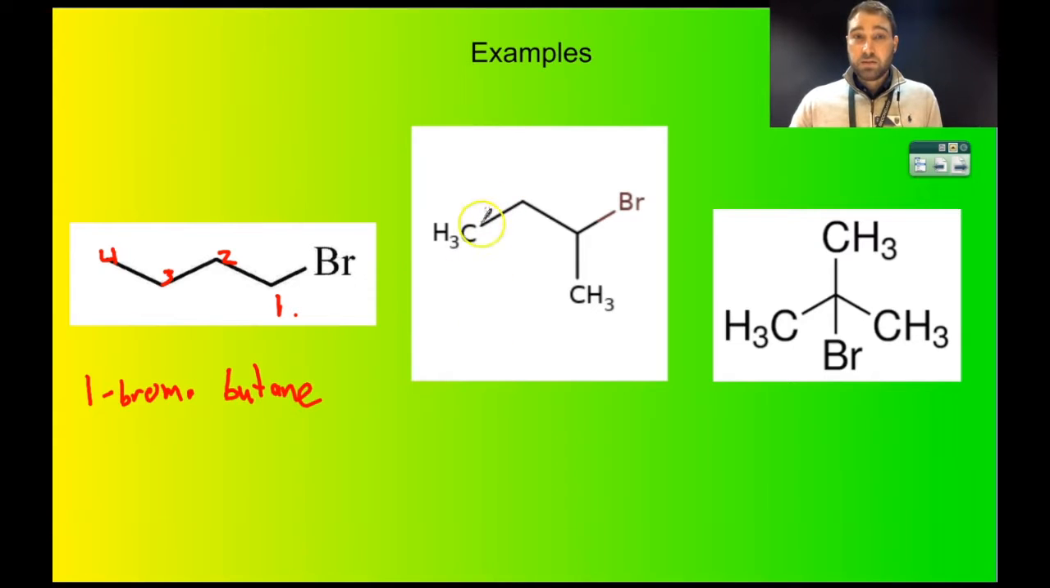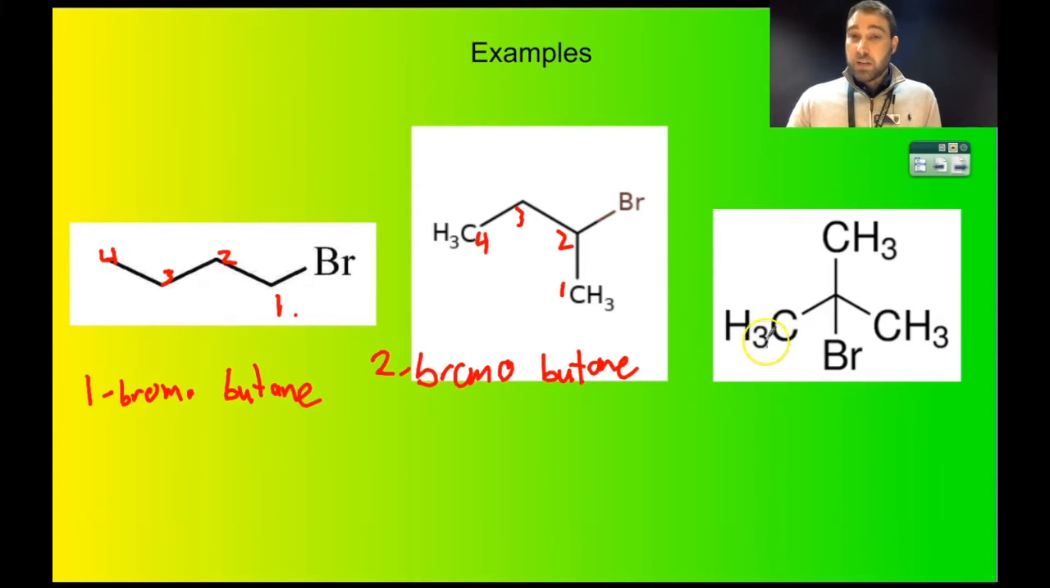Let's look at the second one here. So let's number our carbons again. Now we're going to number from this end rather than this end. If we number from here, this would be carbon 3, whereas if we number from here, it's carbon 2. So 1, 2, 3, 4. So we've got 4 carbons in our parent carbon chain. So it's a butane again. So methyl, ethyl, propyl, butyl. So butane. Okay, and this time the bromine is attached to carbon 2. So this one would be 2-bromobutane.